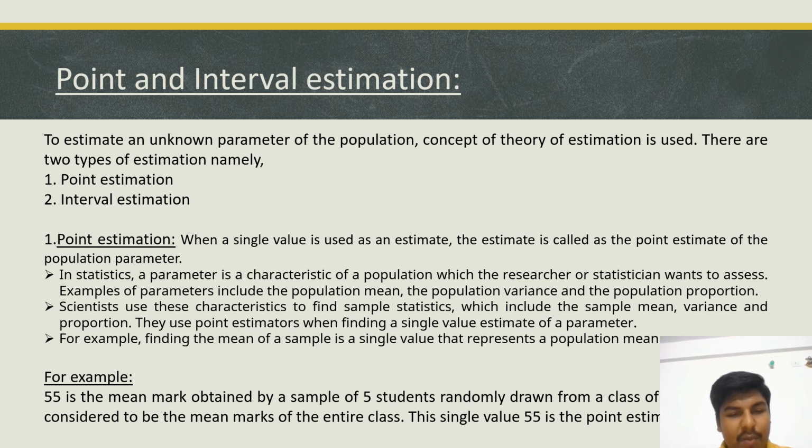55 is the mean mark obtained by a sample of 5 students, randomly drawn from a class of 100 students. Considered to be the mean marks of the entire class is 45. The single value 55 is the point estimate in this example.